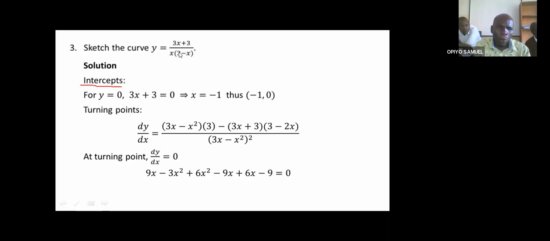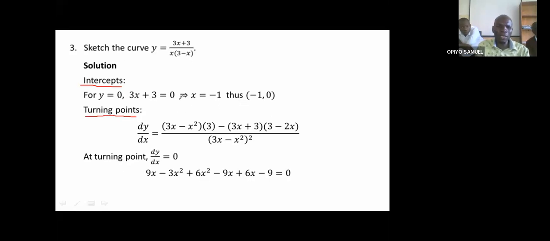However, when x is 0, then this function, that is y equals to 3x plus 3 over x times 3 minus x, will be undefined, which means this curve does not cut the x-axis. That is the implication. So another area of concern is determining the turning points. Turning point means you should differentiate the function.